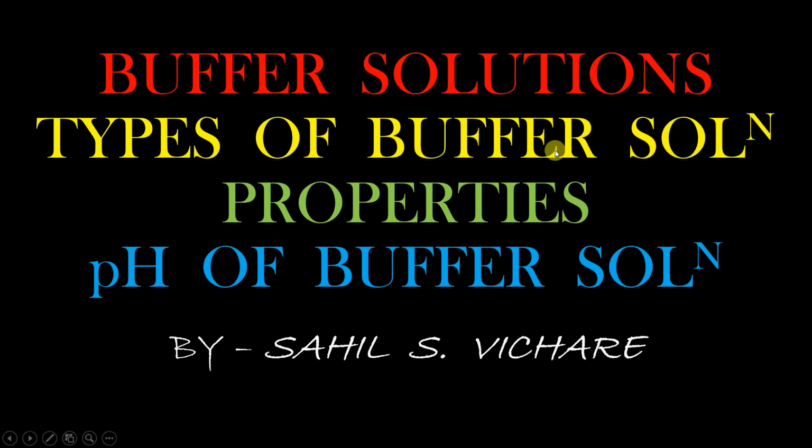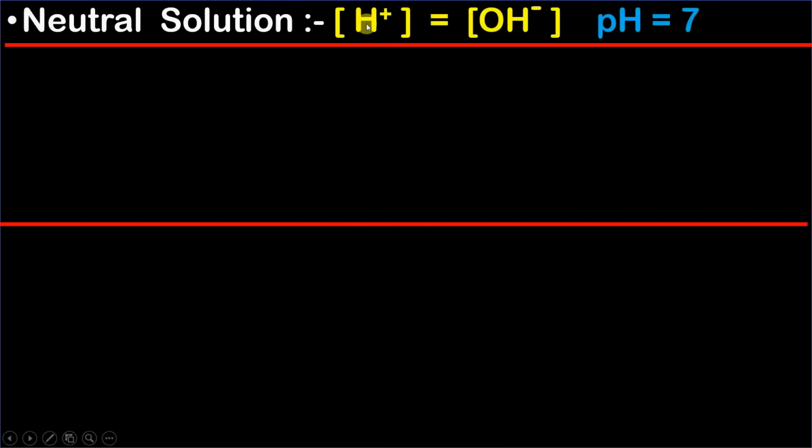Now guys, as we all know, the condition for a solution to be neutral is that the molar concentration of H plus ions must be equal to the molar concentration of OH minus ions. So this is the condition for a neutral solution. And as we all know, the value of pH for a neutral solution is always equal to 7.